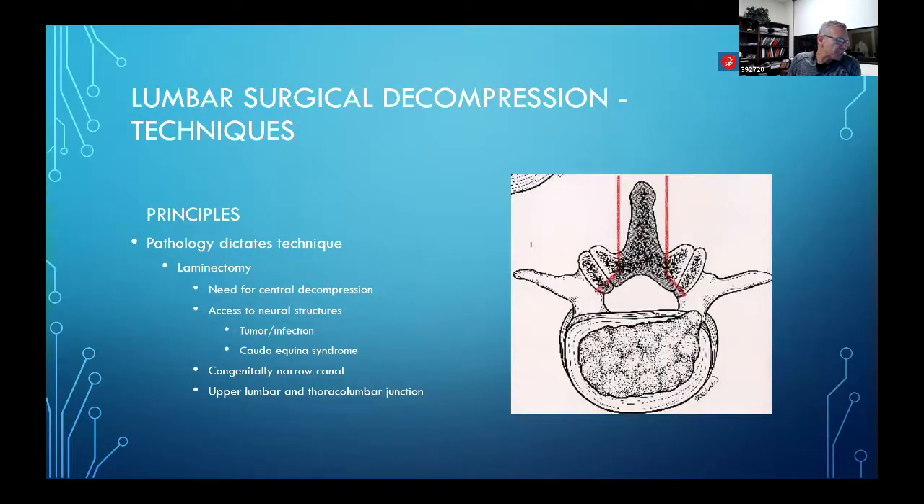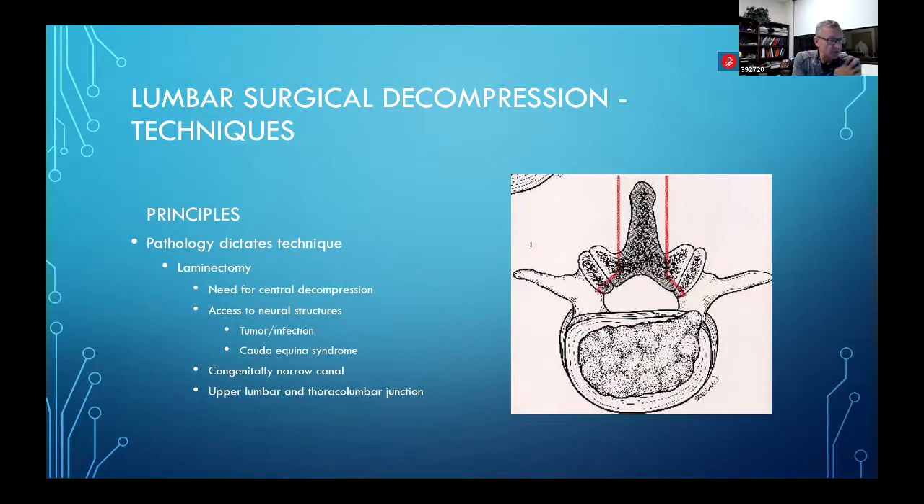The pathology dictates the technique, in my opinion. In other words, what you have to decompress will dictate what you do. The most classic lumbar decompression technique is a classic laminectomy, where the back arch of the spine is removed, and the diagram shows essentially what is removed. You can see it's a midline corridor. The spinous process is removed. You're trying to preserve as much of the facet joint as possible. Within the diagram, you're going pedicle to pedicle through a central opening in the back arch of the spine, removing the lamina, the spinous process, and a portion of the medial facet joints in order to achieve decompression.